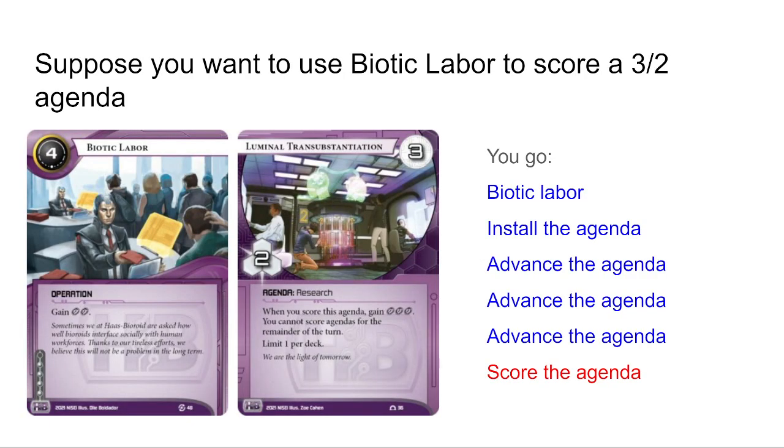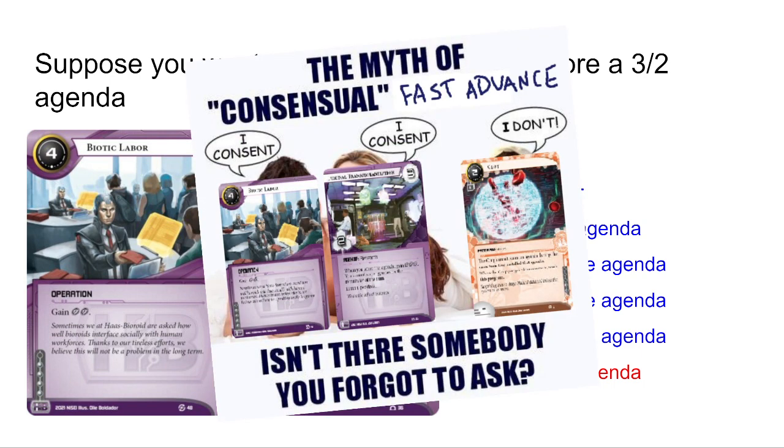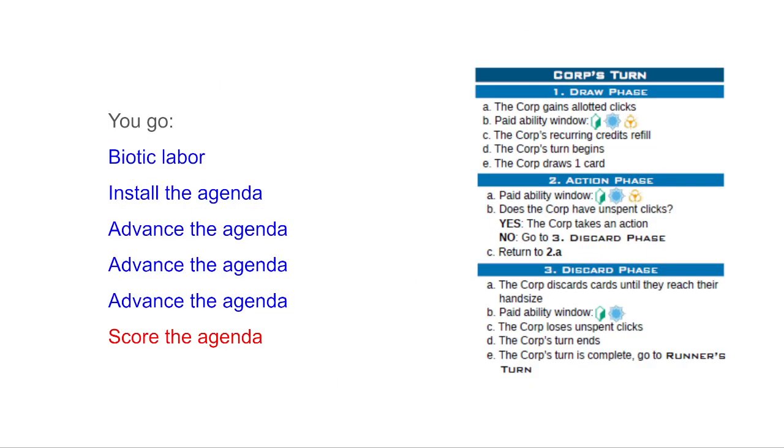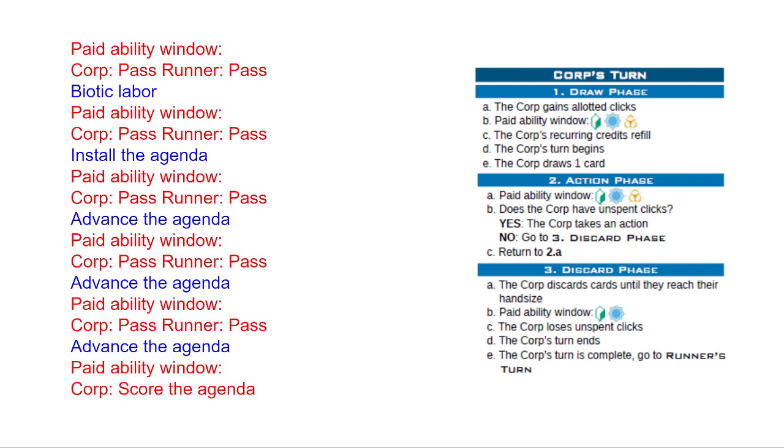Suppose you want to use Biotic Labor to score a 3-2 agenda. It might go like this. You say, oh, Biotic Labor, install the agenda, advance, advance, advance, score. And that all sounds good, but aren't you forgetting something? Because you might think you're going Biotic Labor, install the agenda, advance, advance, advance, score. What you're actually doing is this.